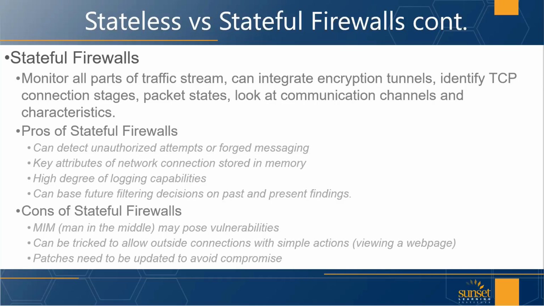So the pros of this, we could detect unauthorized attempts at forged messaging, because again, maybe we have a connection and someone starts to try to put in a different SYN or guess the TCP sequence number to get their own connection stated. We can find that. The attributes of what we're looking at are stored in memory. So they're a fast lookup, and we can use what we store in memory to apply to different rules.